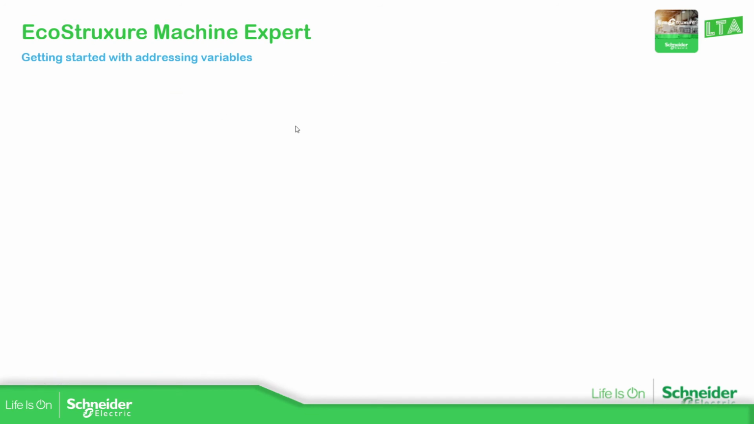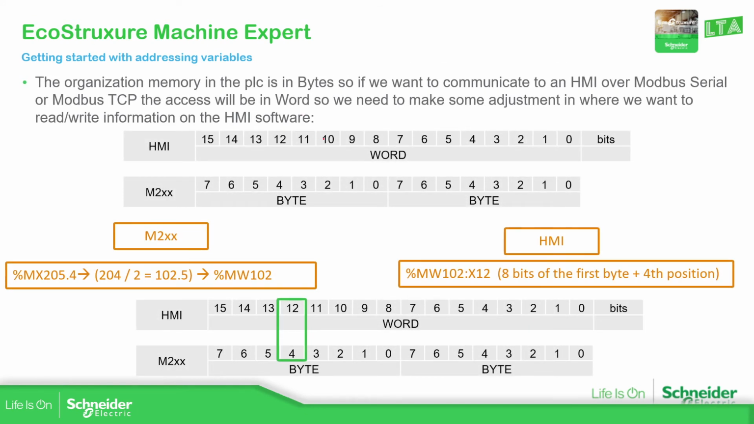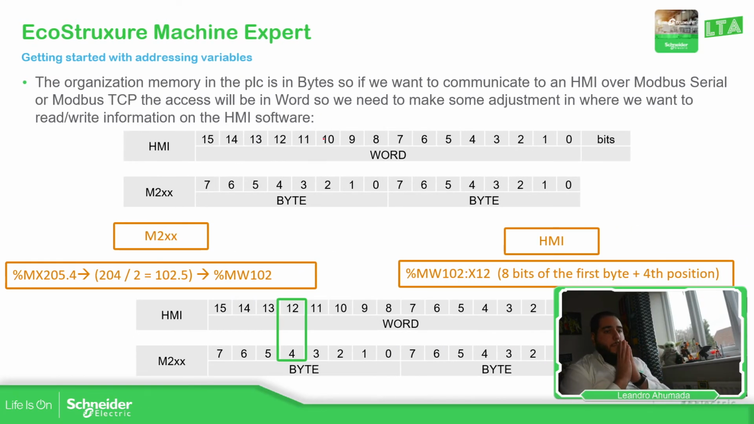Now, this is probably the thing that we need to be careful about when we want, for example, to read from an HMI the information that is located in a Boolean variable in our PLC. Because it's located in the PLC, it is going to be located in a byte, and the HMI is going to try to read a word. So in there, we need to be careful in which position on the byte inside the word is located. That is what we want to show you.